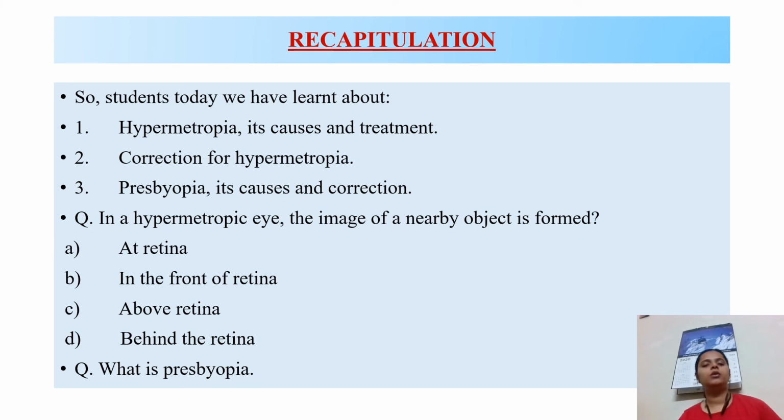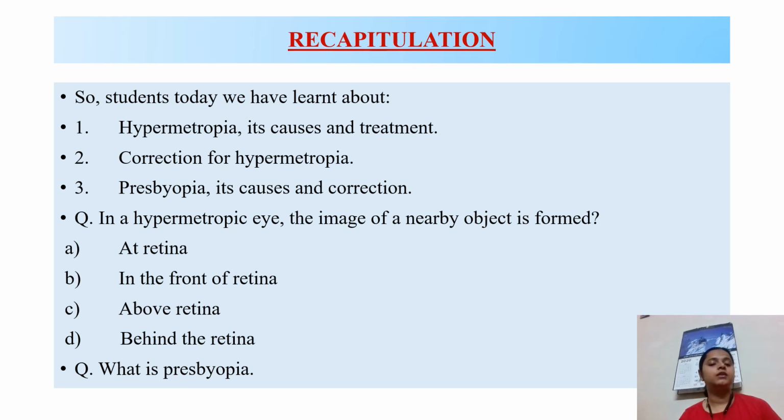Okay students, now it's time to recapitulate whatever we have studied till now. Today we have learnt about hypermetropia and its causes. Also we have studied how to correct hypermetropia, which kind of lens we have to use and how the lens helps us correct it. Next is presbyopia, its causes and correction. We have studied why presbyopia is caused and how we can correct it.